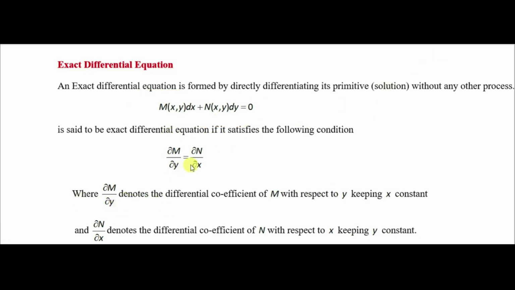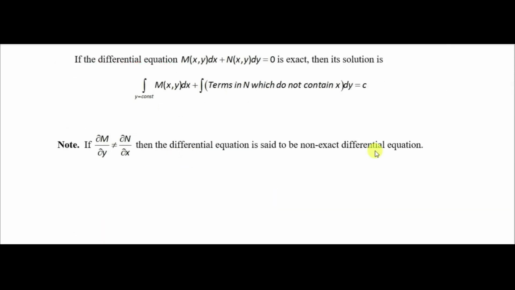After getting these two values, if these two are equal, means if the value of del M by del y matches the value of del N by del x, then we can say that the given differential equation is an exact differential equation. And if the values are not equal, then the equation is said to be non-exact, which we will discuss in the next lecture. In this lecture we only focus on exact differential equations. So if the equation satisfies this condition, then it is said to be an exact differential equation, and we have to use this formula to obtain the solution.